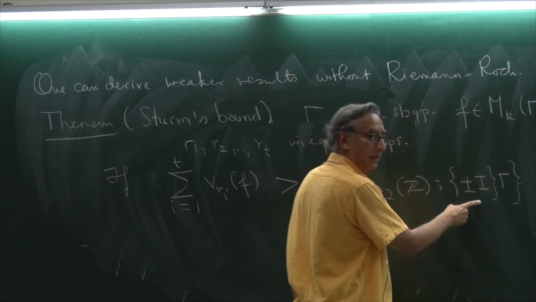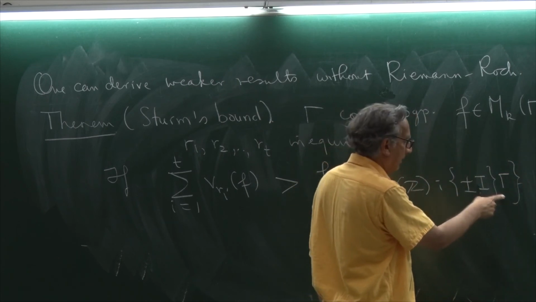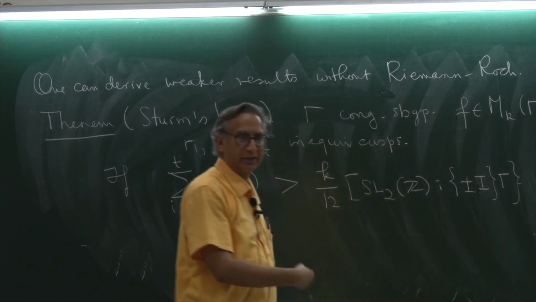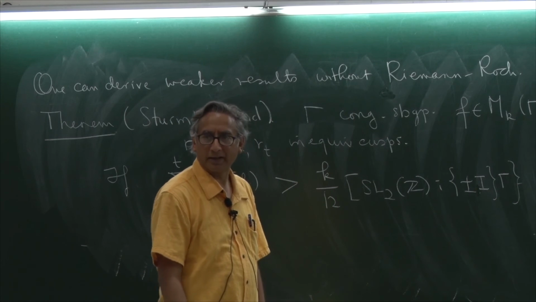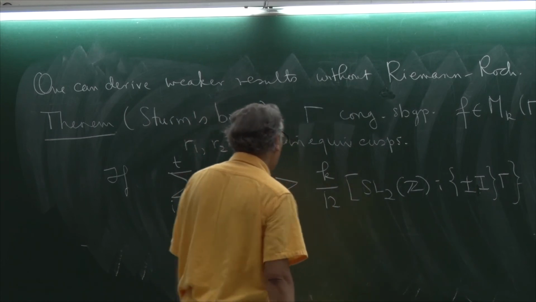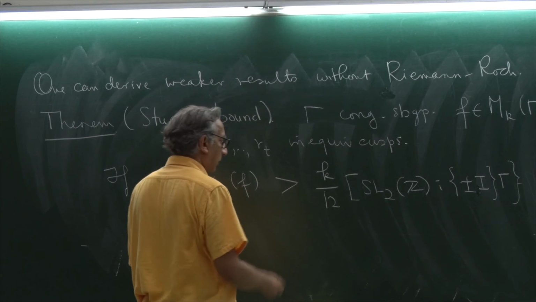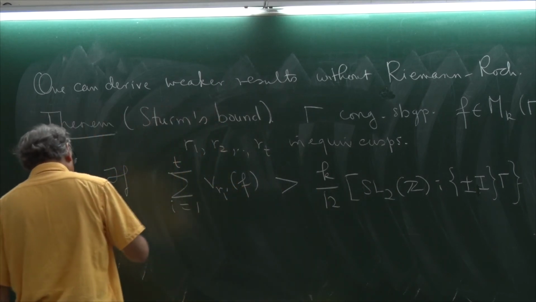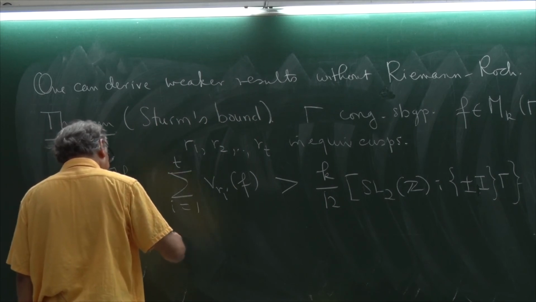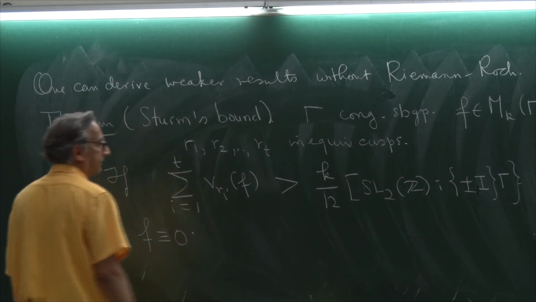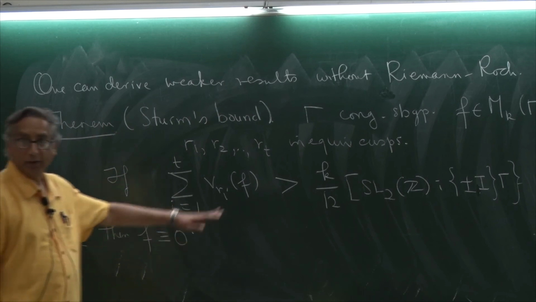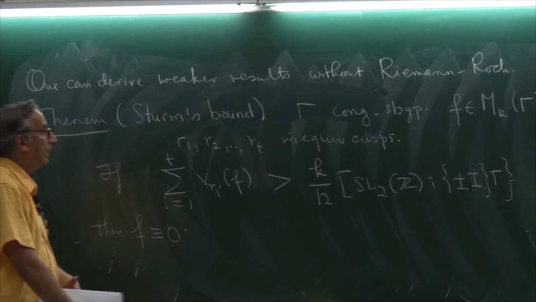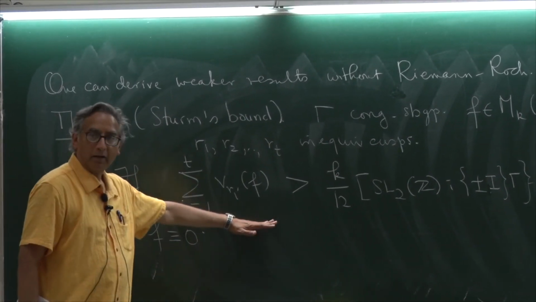see, the point is, if minus I is in gamma, then this is the same as gamma. If minus I is not in gamma, it just cuts the index down by 2. So that's all you have to keep remembering. If this condition holds, then F is identically 0. So you can't have too high orders for the function at these cusps. So this is actually very simple to prove.